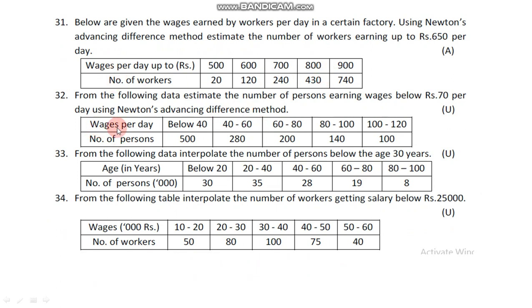And note the 32 question. The first question is given less than 40, you have to convert, less than 60, less than 80, less than 100, less than 120, and Y column also you have to change. 500 is compulsory. First thing you have to write 500 plus 280 is 780 plus 200, then total plus 200, total plus 200 you have to do.